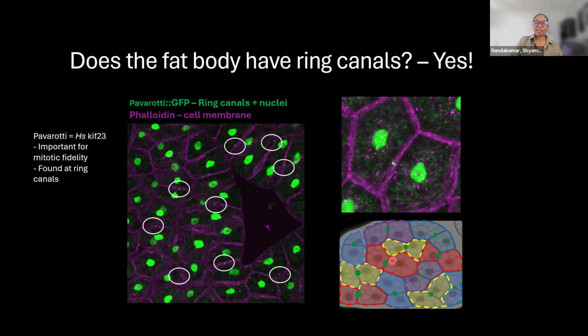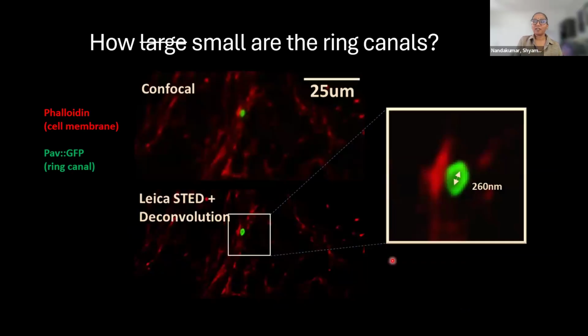However, the Drosophila fat body is a large tissue with extremely large cells, but these puncta are extremely small. In fact, they're nanoscopic. And we had to go in and do super resolution microscopy followed by deconvolution to even determine that they're open. This is an image showing a confocal micrograph. This is deconvolution post super resolution microscopy. And the internal diameter of these ring canals is about 260 nanometers, when the cells themselves can be a couple of orders of magnitude larger.